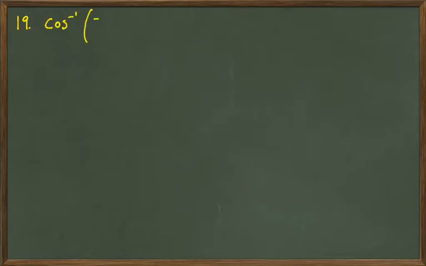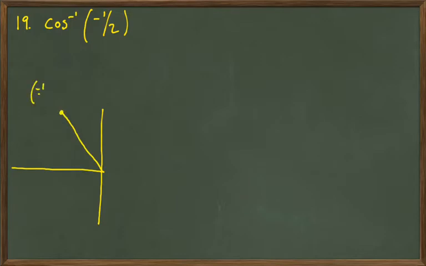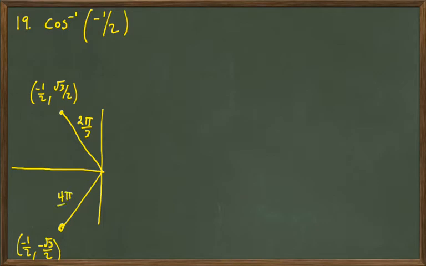All right, how about the cosine inverse of negative 1/2? Where on the unit circle is the x-coordinate minus 1/2? Here's one place. It's going to be 2 pi over 3. And the other place is going to be at 4 pi over 3. Which one of those is between 0 and pi? That's 2 pi over 3. And that's it. Didn't have to work too hard there.